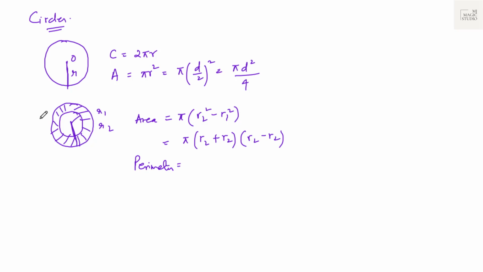Perimeter of the ring, if we look carefully, should be the outer perimeter plus the inner perimeter. So 2 pi r1 plus 2 pi r2, and hence it will become 2 pi into r1 plus r2. Very popularly asked questions are from the area of the ring. Next one is our sector. Sector of a circle.